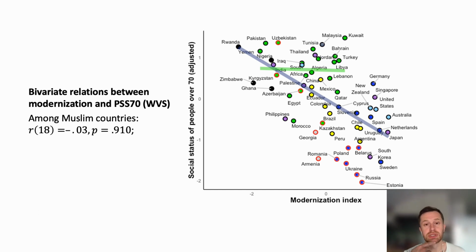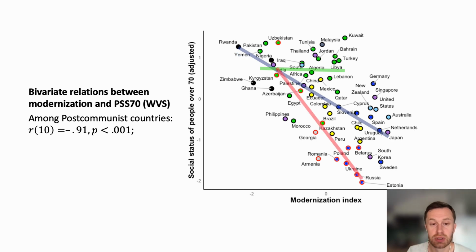Focusing on Muslim countries only, you can see no association between modernization index and status of older people, and there is no correlation between these two in non-Muslim countries. In contrast, focusing on post-communist countries shows a stunning correlation of minus 0.91, a very strong correlation between modernization and status of older people in post-communist countries.